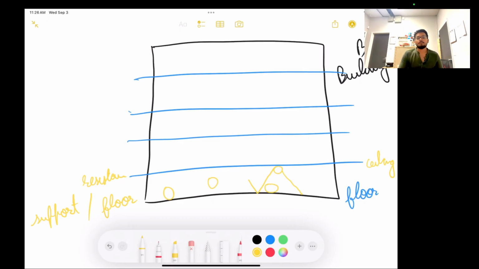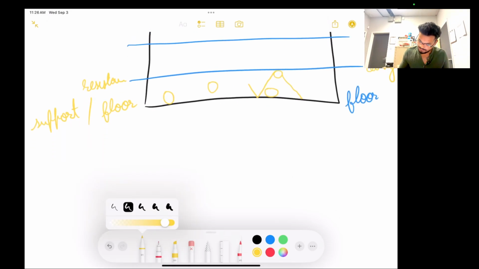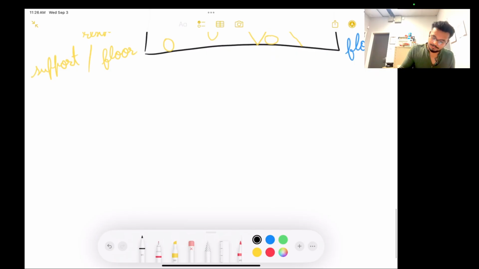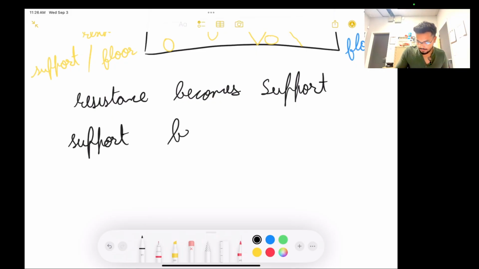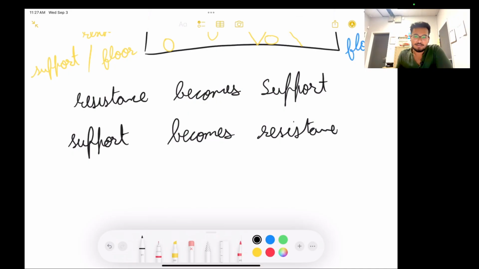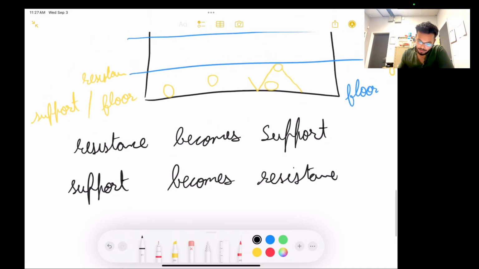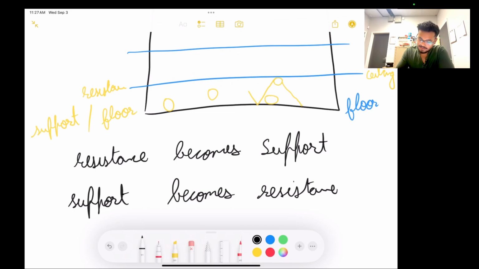Yeah. Now, when I said earlier, let me write this down as well because this is important. Resistance becomes support. Support becomes resistance. Now, what do I mean by that? Resistance becomes support. You know how this ball took resistance from this level and came back?